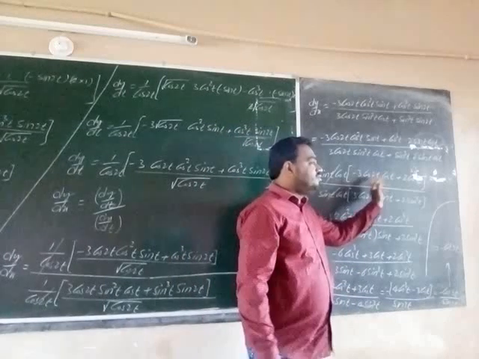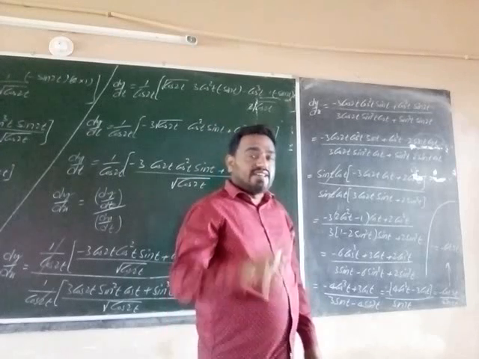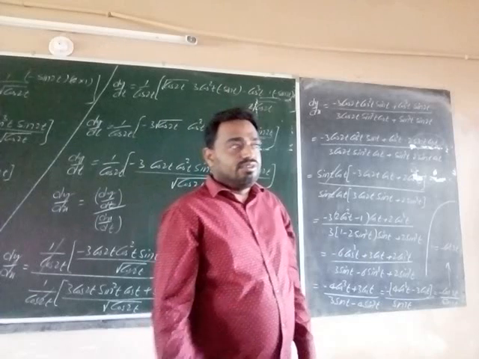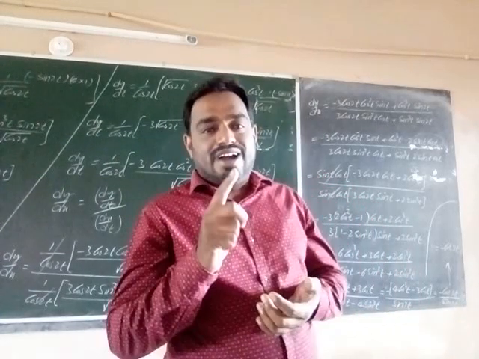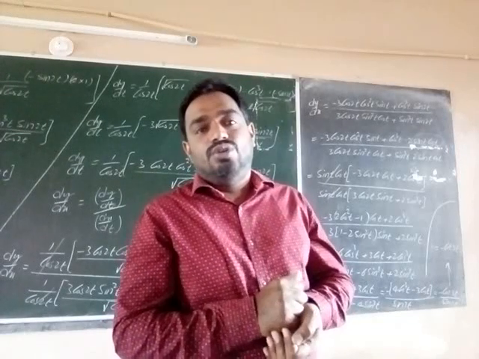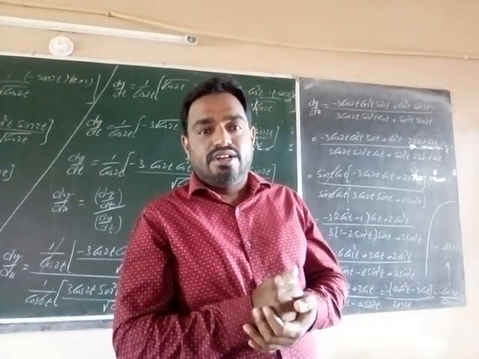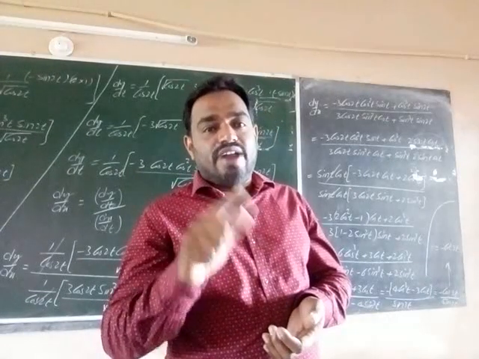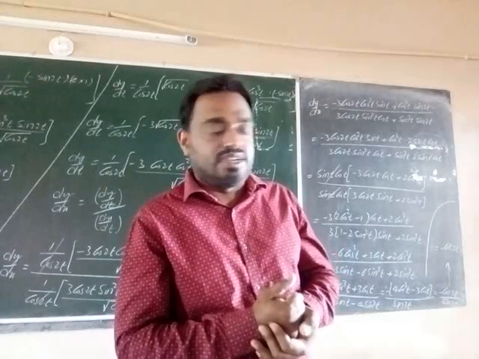Next, cos 2t. We have three formulas for cos 2t. The original formula is cos 2 theta is equal to cos square theta minus sin square theta. In terms of cos, it is 2 cos square theta minus 1. In terms of sin, it is 1 minus 2 sin square theta.